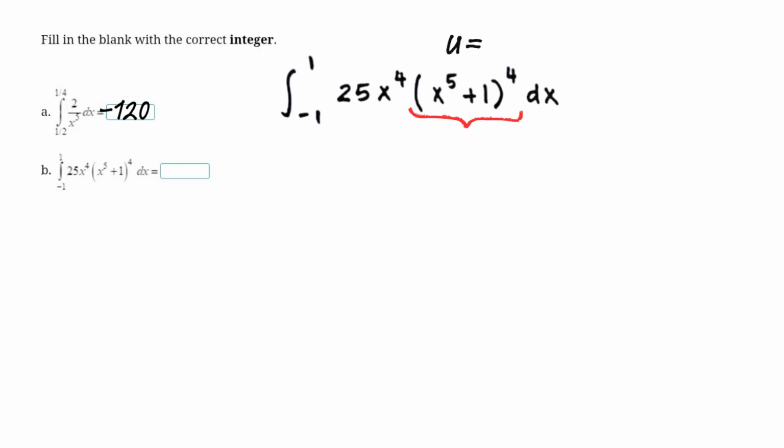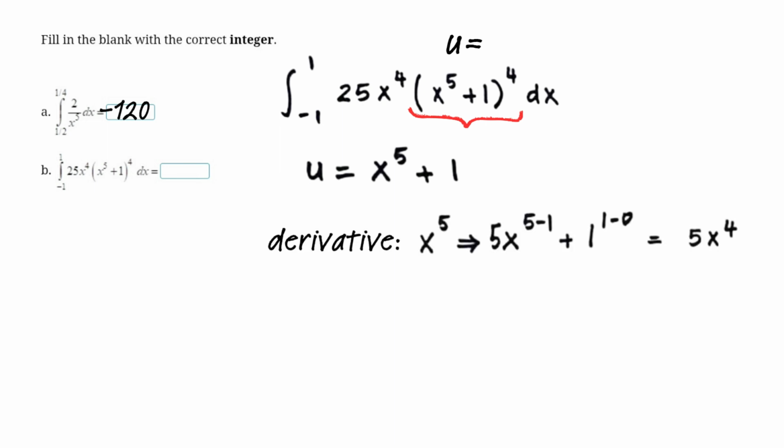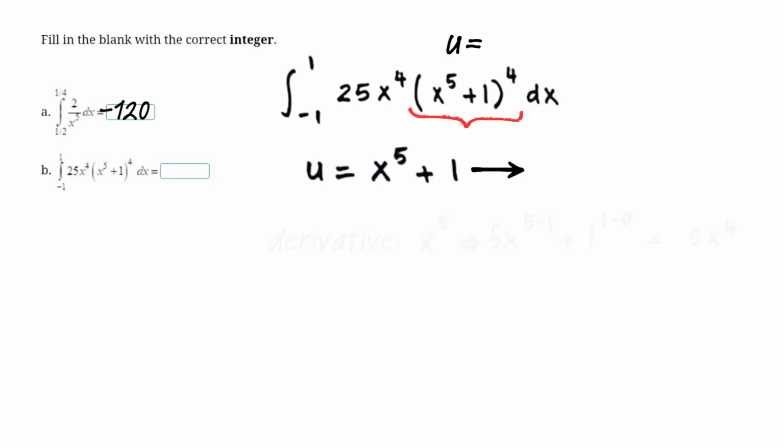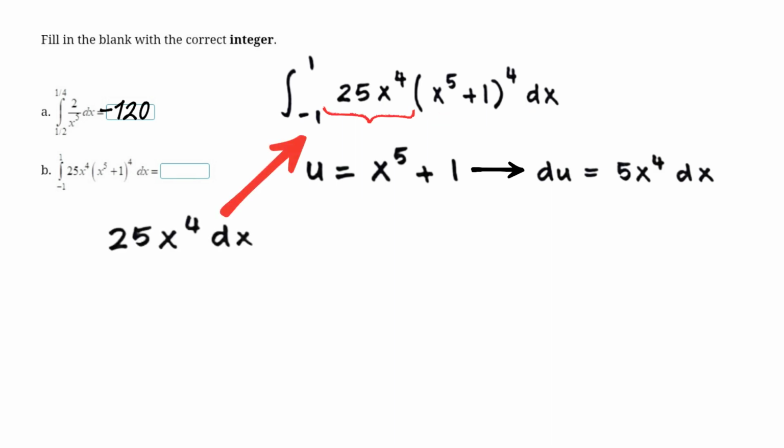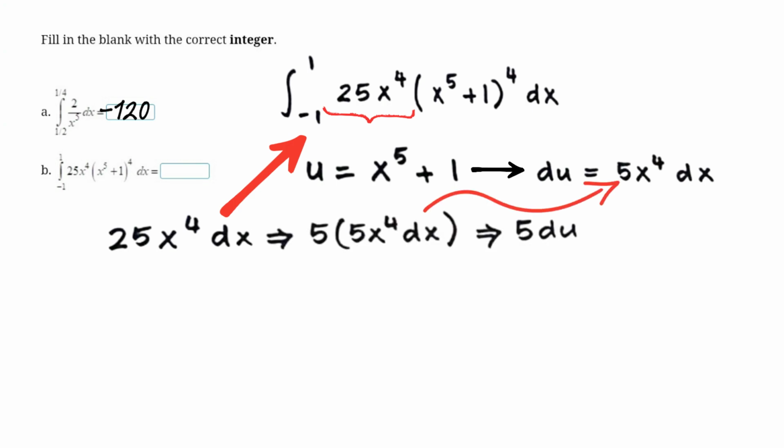Since x to the fourth power is present, we know U substitution will work. Let's start by letting U equal the inner function, x to the fifth power plus 1. Now, we find the differential, du, by taking the derivative of u with respect to x. We get du equals 5x to the fourth power, dx. Our integral has 25x to the fourth power, dx. To make our substitution clean, we can rewrite it as 5 times 5x to the fourth power. This means 25x to the fourth power, dx, is equivalent to 5 du.